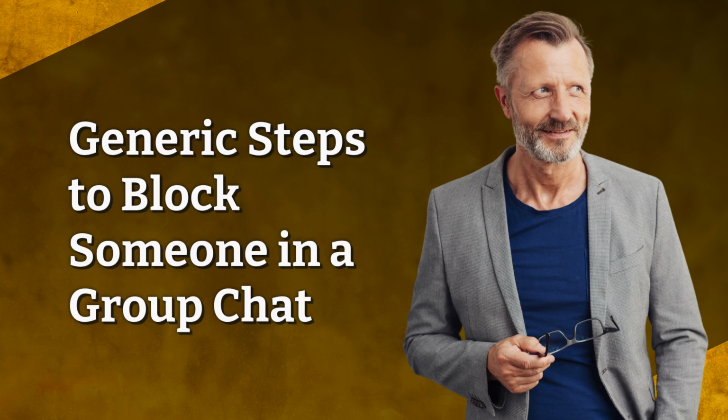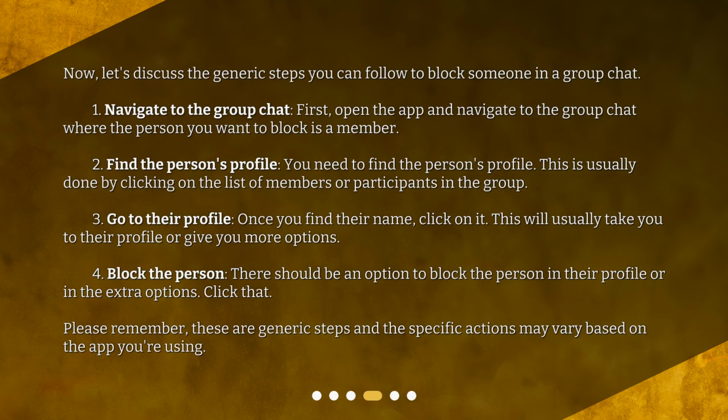Generic steps to block someone in a group chat. Now, let's discuss the generic steps you can follow to block someone in a group chat. 1. Navigate to the group chat. First, open the app and navigate to the group chat where the person you want to block is a member. 2. Find the person's profile. You need to find the person's profile. This is usually done by clicking on the list of members or participants in the group.